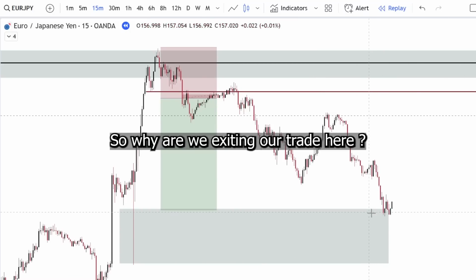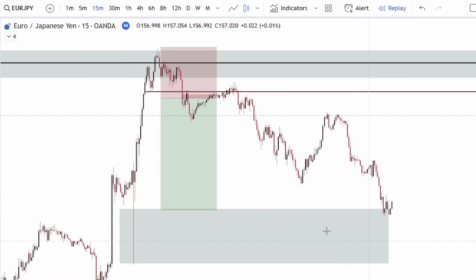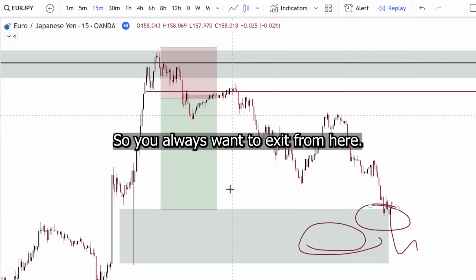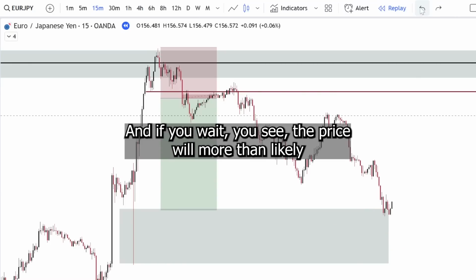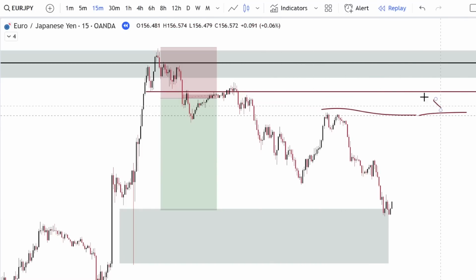So why are we exiting our trade here? Again, at each level of extreme, you don't know if price is going to continue lower. So you don't know if price is going to break this extreme area and continue lower. So when trading, you always want to look for the highest probability, and the highest probability is that this area is unknown. So you'd always want to exit from here. And if you wait, you'll see the price will more than likely reject from this extreme level, at least up to somewhere here. I don't know if you want to hold a pullback this long, or price can always completely reverse and start a new trend from an extreme level. So you always want to get out at a level of uncertainty.